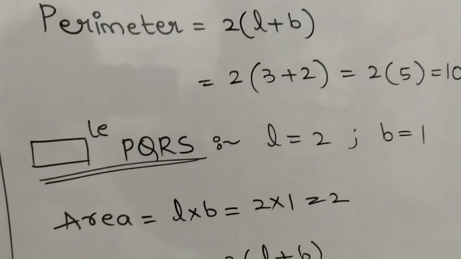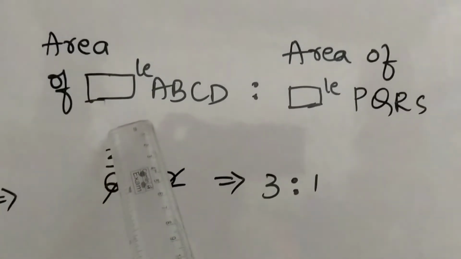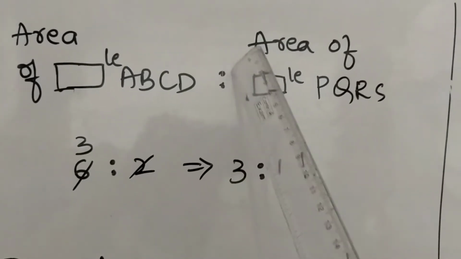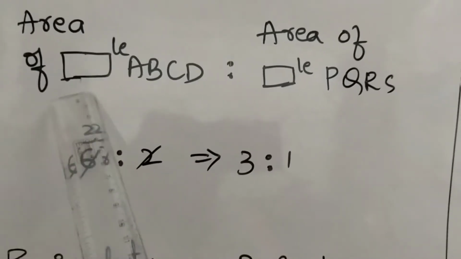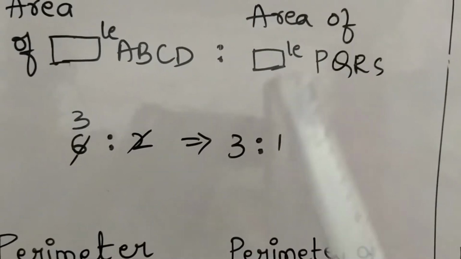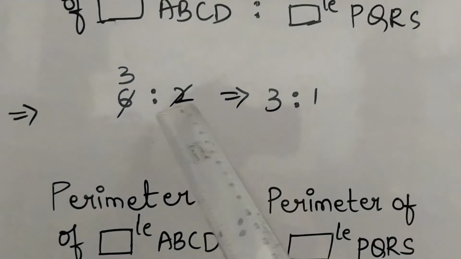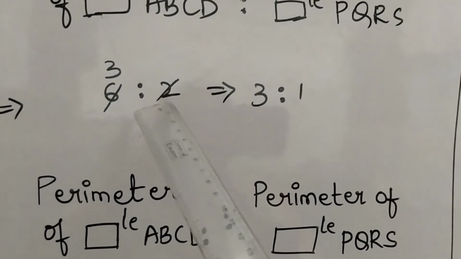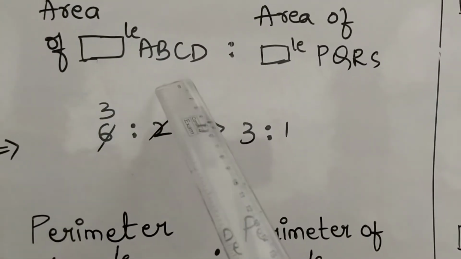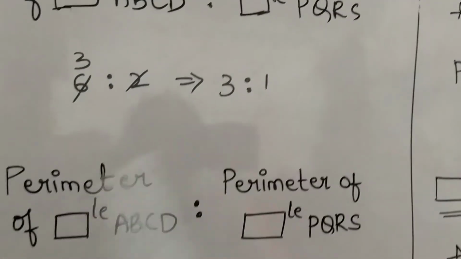Now these two are rectangles. We have to compare the areas of these two rectangles. So area of rectangle ABCD is to area of rectangle PQRS. This is the ratio for comparing. What is the area of rectangle ABCD, students? It is 6 is to the area of rectangle PQRS, which is 2. Here I am cancelling: 2 ones are 2 and 2 threes are 6. So it gives 3 is to 1. The ratio of the area of rectangle ABCD to the area of rectangle PQRS is 3 is to 1.